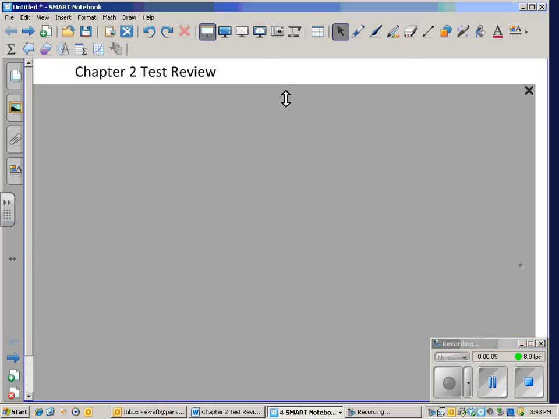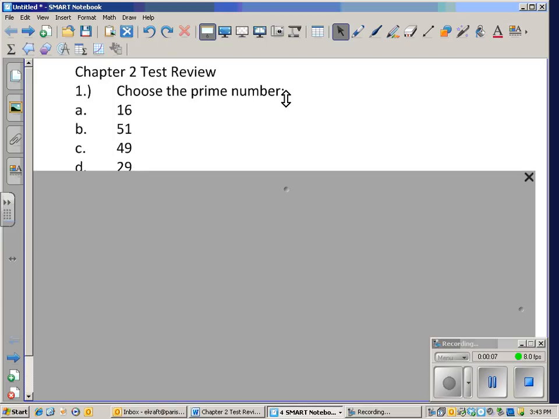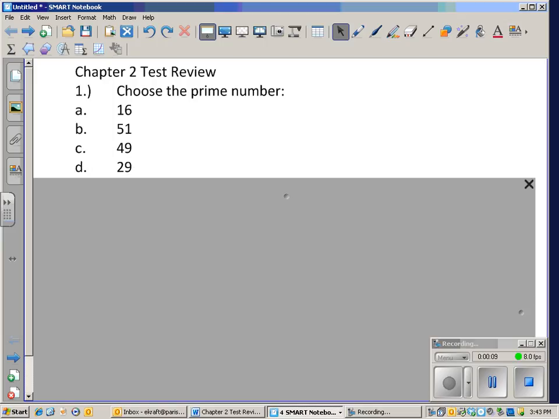Come along with us and try out some of these problems. You should have a piece of paper with you and a pencil ready to go. Go ahead and choose the prime number.